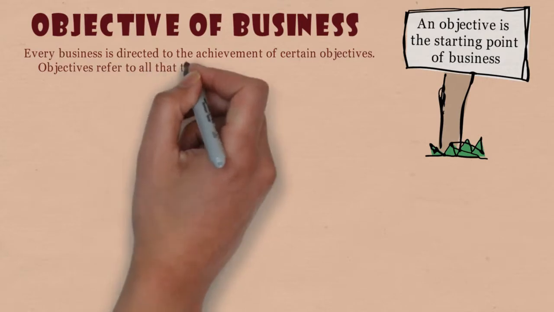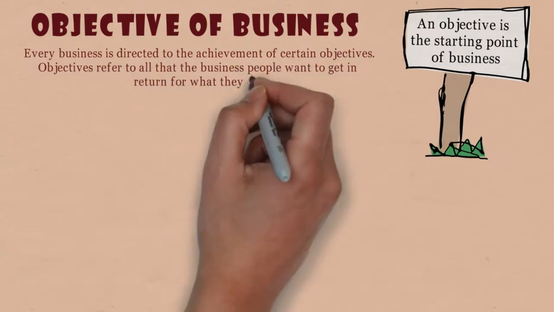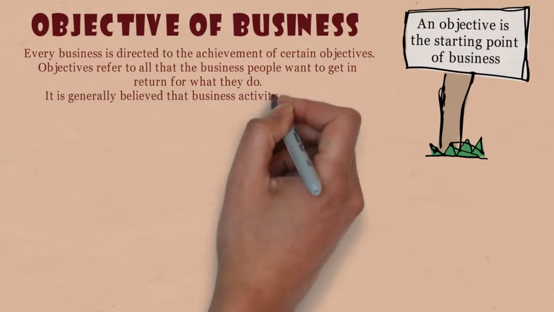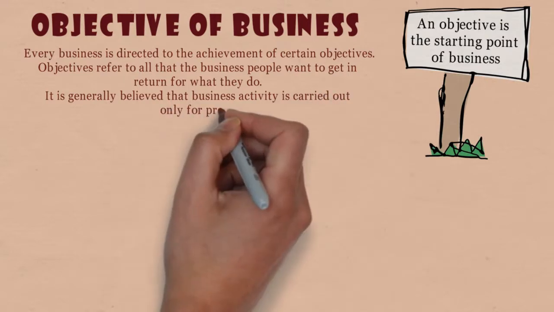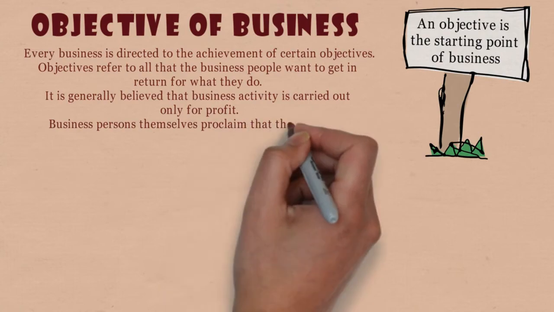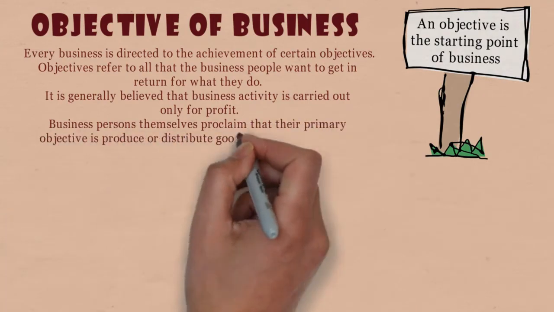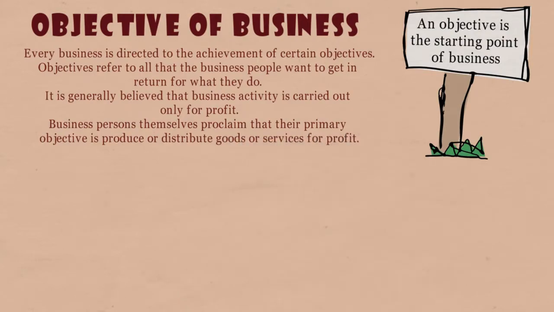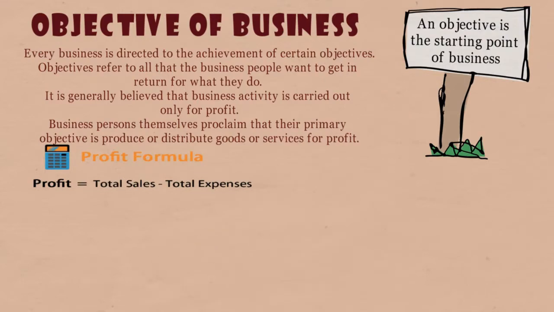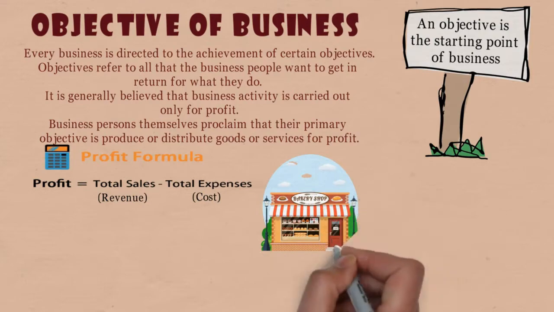Now, what are objectives? It refers to all that the business people want to get in return for what they do. It is generally believed that business activity is carried out only for earning profits. Even business persons themselves proclaim that their primary objective is to produce or distribute goods or services for profit. Now, what is profit? Profit is simply the excess of revenue over cost.